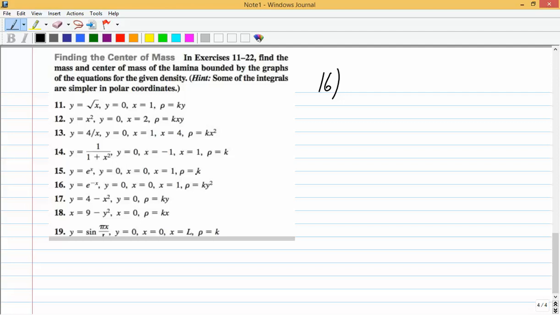So let's see. For number 16, we need to figure out the mass. Then we need to figure out the moment about the x-axis, the moment about the y-axis. Alright, so see if you can set up the equation that would give us the mass. So this is like we did on the previous problem.